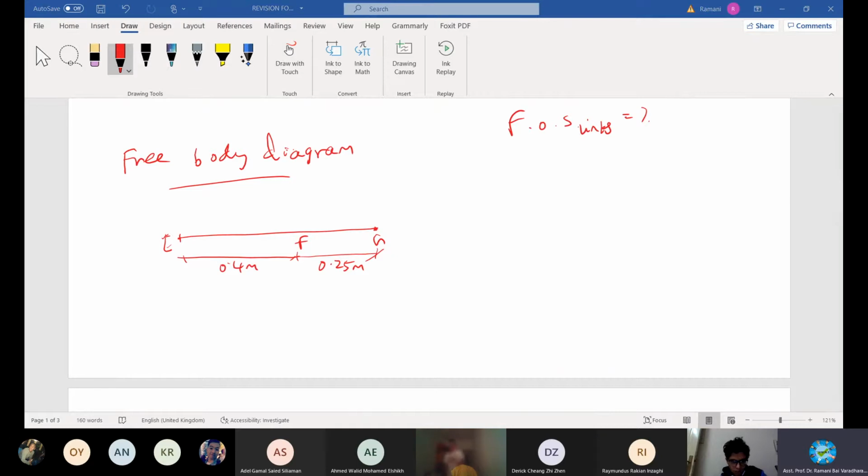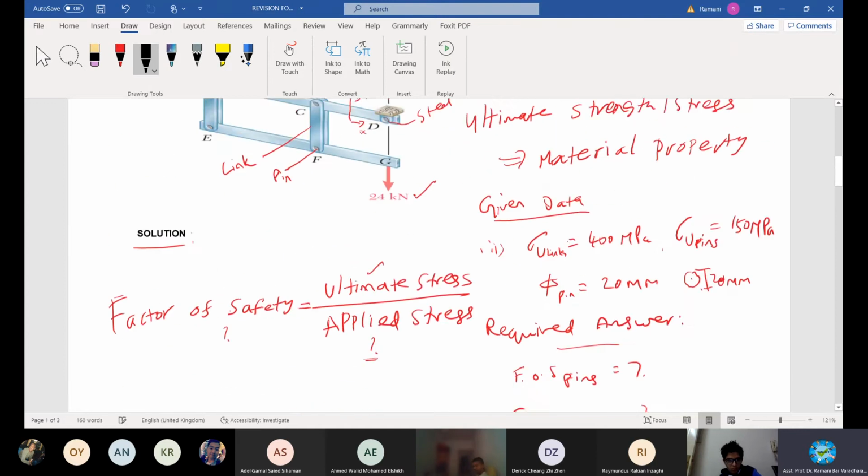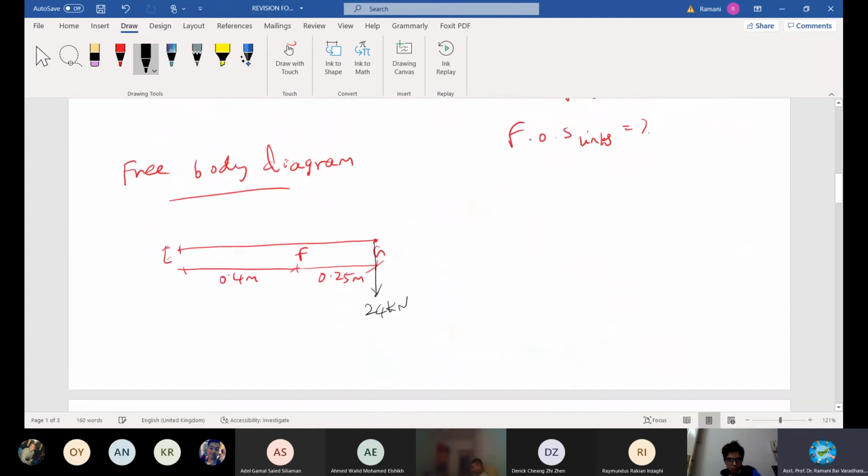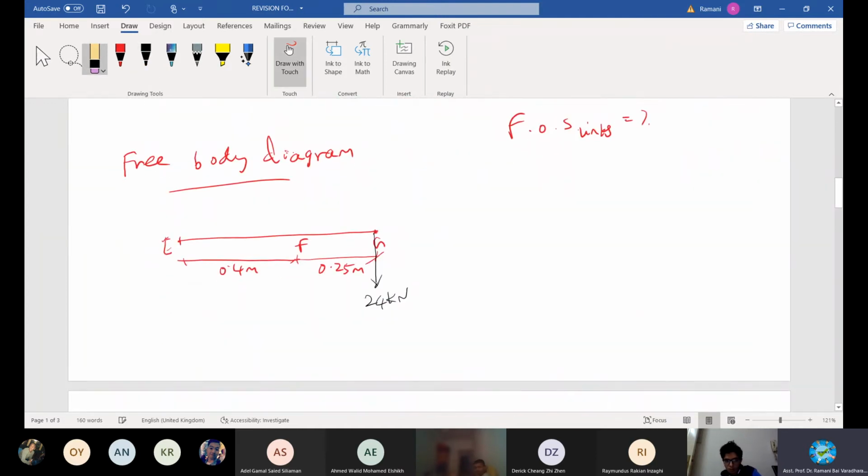Loading is at G. I do it in a different color. It is applied with the loading 20 kilonewton at this point, 24 kilonewton at this point G. Okay, G is subjected to 24 kilonewton. Okay, what else do you have?